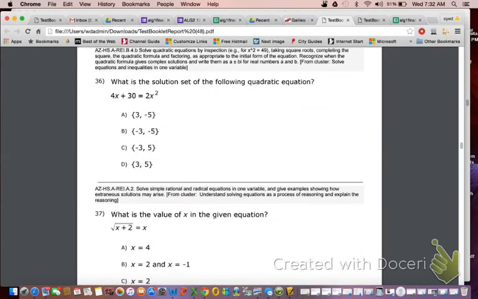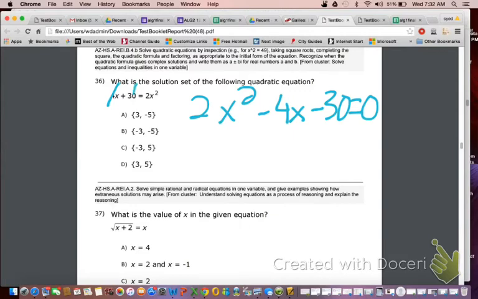Again, get everything to one side. So you're going to get 2x squared minus 4x minus 30 equals 0. Whenever something switches sides, it changes sign. So the 4x becomes negative 4x. The 30 becomes negative 30. And then don't forget that if you have 5 equals 2 plus 3, same thing as 2 plus 3 is 5. You can always use the reflexive property.